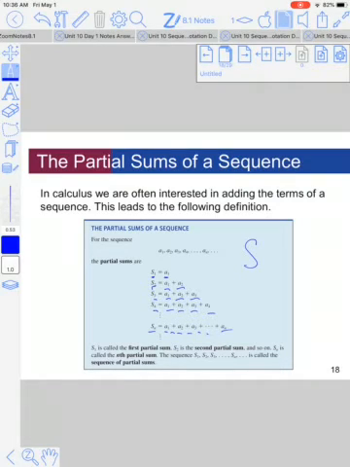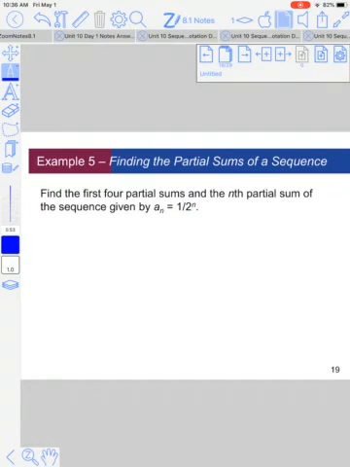Here we go. Doesn't seem too hard. Let's go ahead and try this one out. It says find the first four partial sums of the nth partial sum of the sequence given by a sub n equals 1/2 to the n. So they want us to find S sub 1. That means we're going to plug in a 1. So that's 1/2 to the 1, which is just a half.